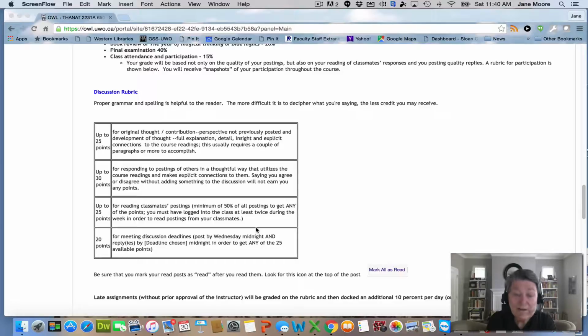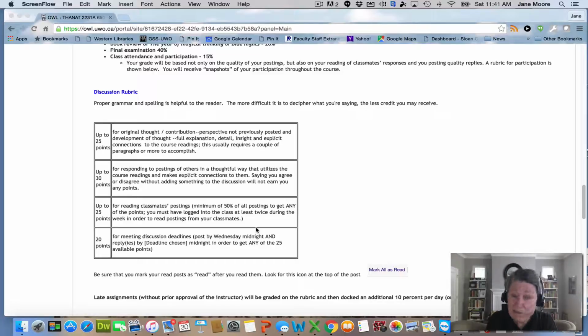For your responses, you can get up to 30 points, and that is both quality and quantity of responses. A few lines does not make for a good response, or "I really liked what you said," or "I agree with you." You can get up to 25 points for reading classroom posts. You must read at least 50% of the posts to get any points, and I assume that you have to log into the class at least twice during the week. If you are only logging in once, you are missing out on a lot of class.